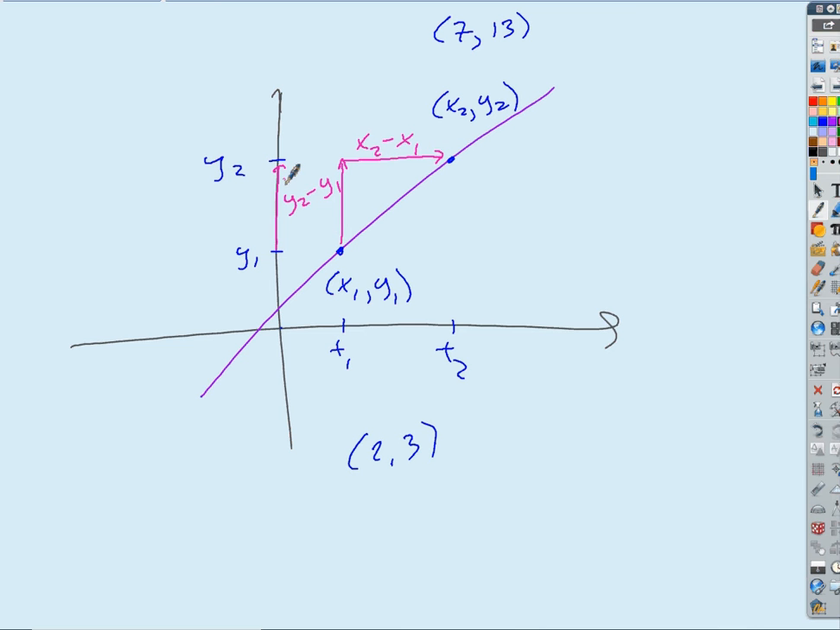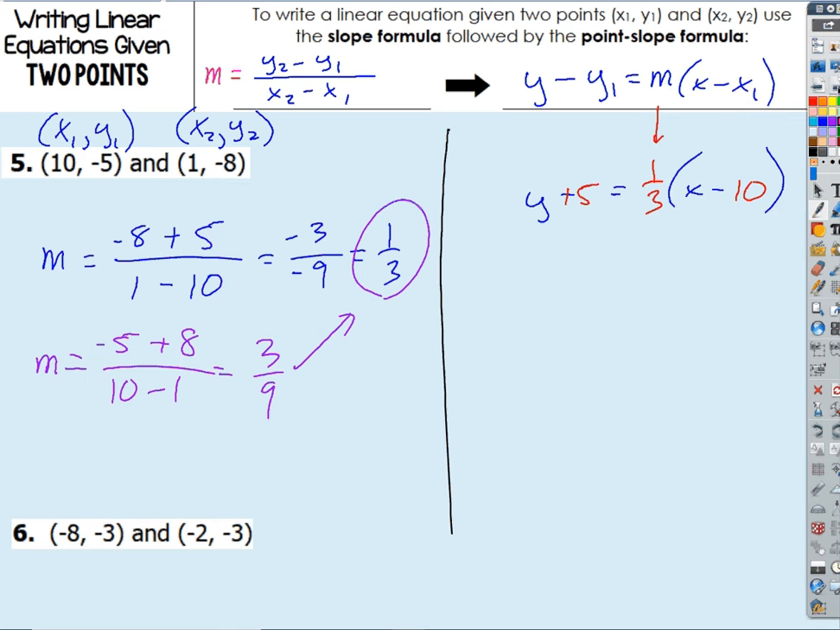And the run is just the difference in the x values. It's just going to be x2 minus x1. Tells you how much did you change your x values, right? Okay, so there's our rise, there's our run. And so that's our slope formula. y2 minus y1 over x2 minus x1.